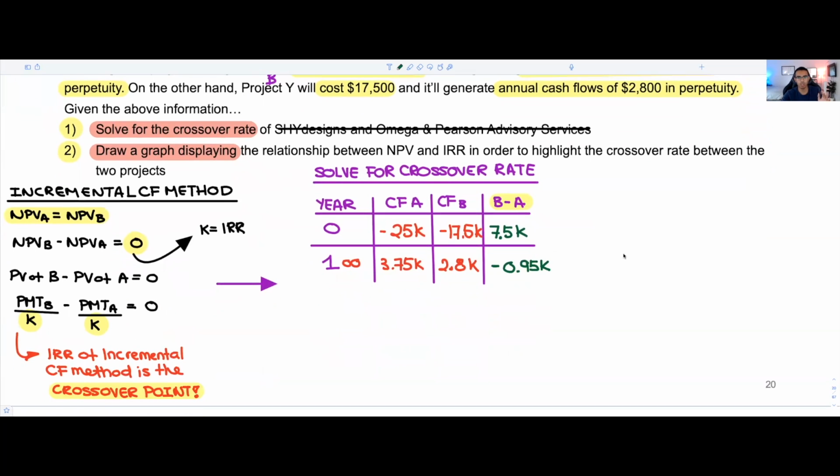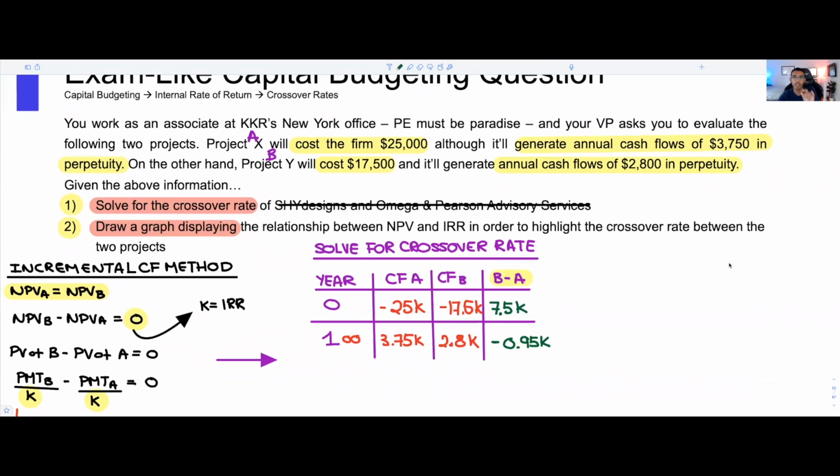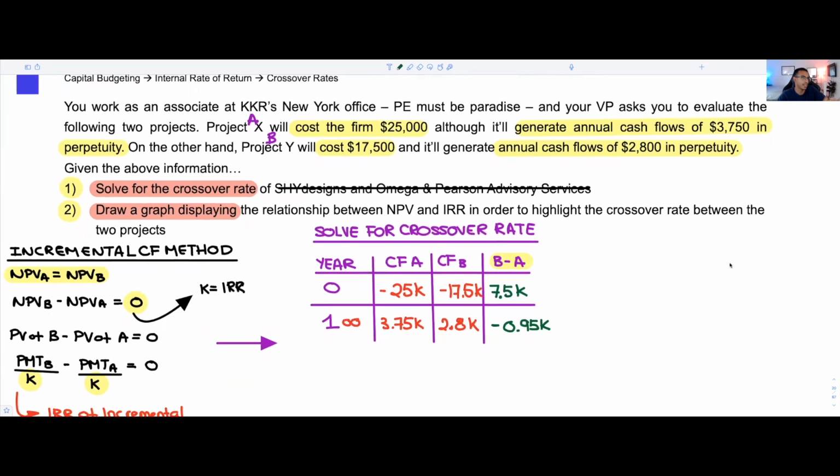So far, so good. We have the difference in the cash flows for year 0, and then the difference in the perpetual cash flows for project B and project A. Once again, if that's not too clear, remember that in the question, they told you that these cash flows will be generated in perpetuity, so forever. So we just need to find a difference for 1 year, and you'll see how easy it is afterwards.